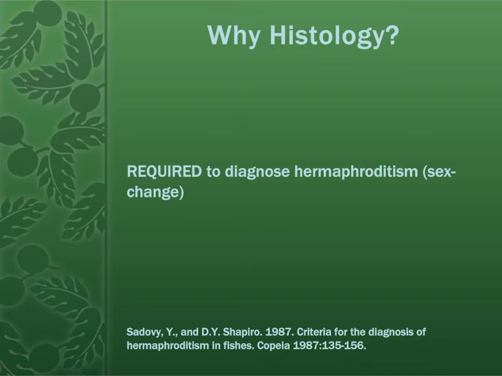Another reason why we emphasize histology is that it's required to diagnose hermaphroditism or sex change in fishes. We've known for a long time that fish can change sex, and it turns out that many coral reef fishes are sex changers. Although you may suspect that a species is a sex changer, you need to do histology to confirm it. So the reasons we emphasize histology in the rapid reproductive analysis is to get accurate size at maturity for a species and to be sure whether a species is a sex changer.